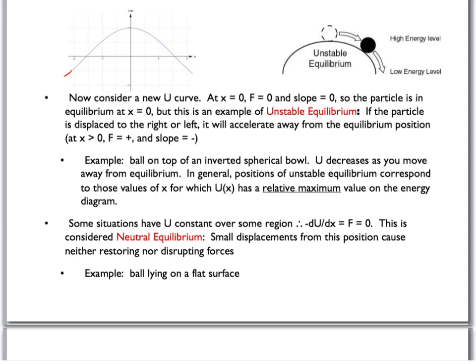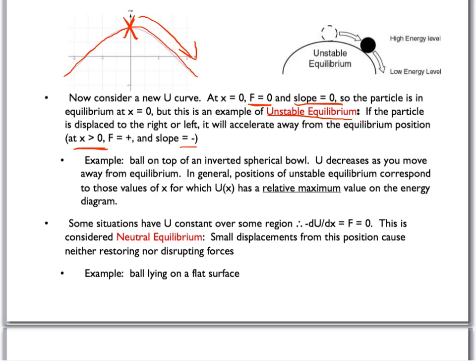Let's look at another potential energy curve. We can see that this curve is sort of inverted, going the other way. We do still have a point where x is equal to 0, which results in a force of 0 and a slope of 0. So the particle would be in equilibrium if it was in that particular position. But this position is an example of unstable equilibrium. Here we have a particle that, if it's displaced to the left or the right, will actually accelerate away from this position. We see that in this spot here, as x is greater than 0, we have a force that is positive and a slope that is negative.